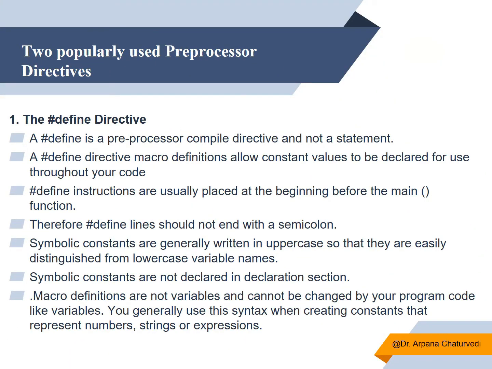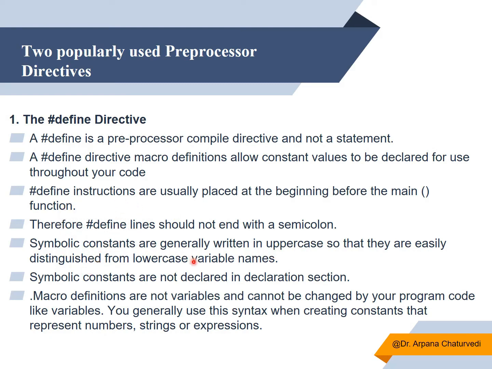Two popularly used preprocessor directives which we will be using in the program: one is hash define. Hash define is a preprocessor compiler directive. It is not a statement. It allows you to declare constant values. Hash define instructions are usually placed at the beginning, before the main function. Whenever you are using hash define, no need to use a semicolon. All symbolic constants are to be written in uppercase whenever you are declaring those constants using hash define.